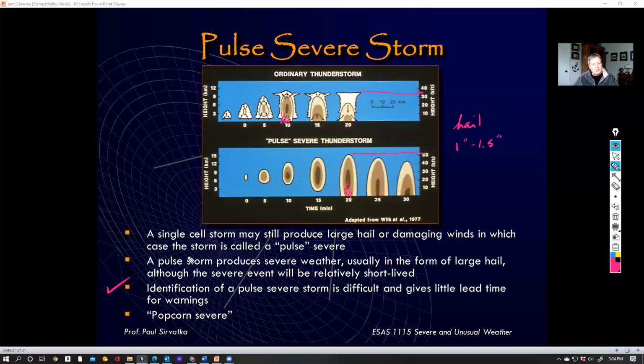This is hard to do for severe weather, but it gives you a few minutes where you might get a warning out before the event happens. A lead time of only a couple of minutes.